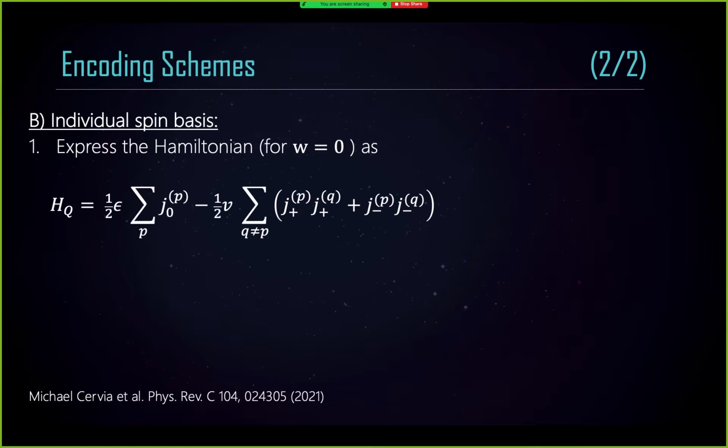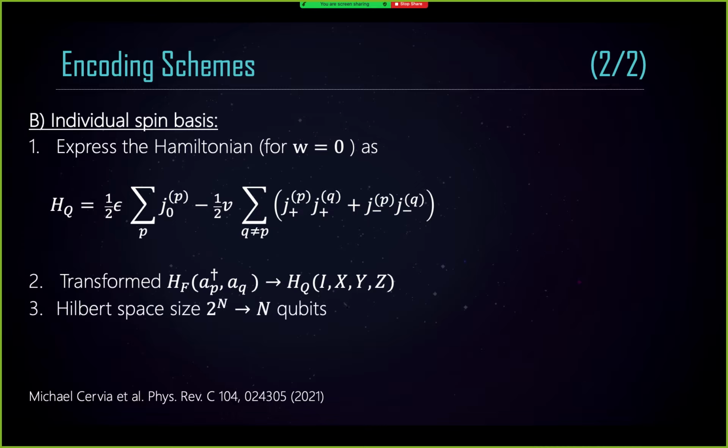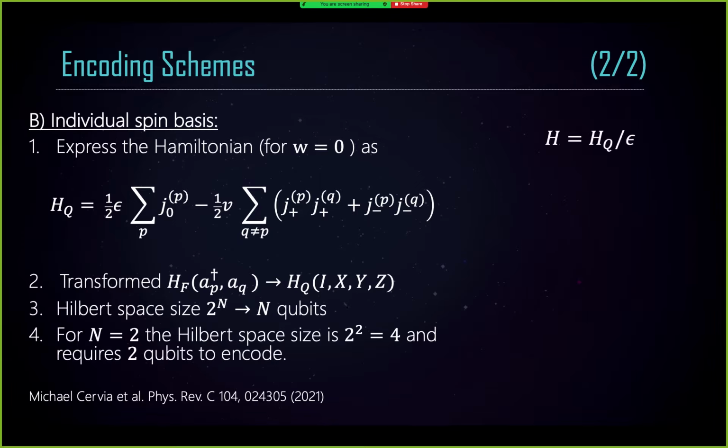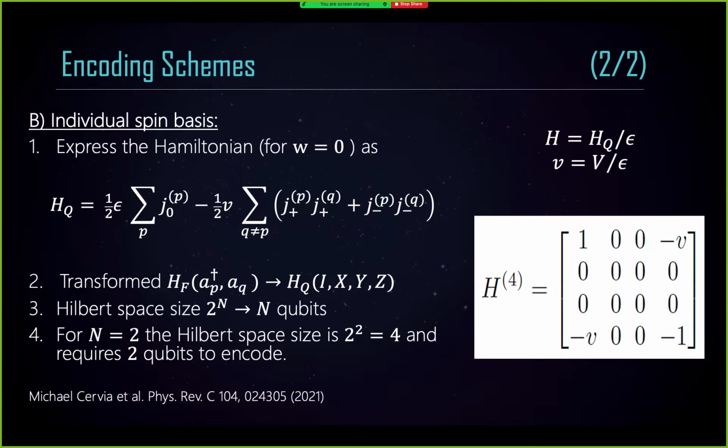And so what they did is to rewrite the Hamiltonian in terms of individual spin bases. And there's an advantage of doing that because automatically you find out that your Hamiltonian is now written in terms of your Pauli matrices, which is nice. No need to do Jordan-Wigner transformation. And instead of 2N qubits, you now need N qubits. And so your matrix ends up becoming a 4 by 4 for the N equals 2 case.